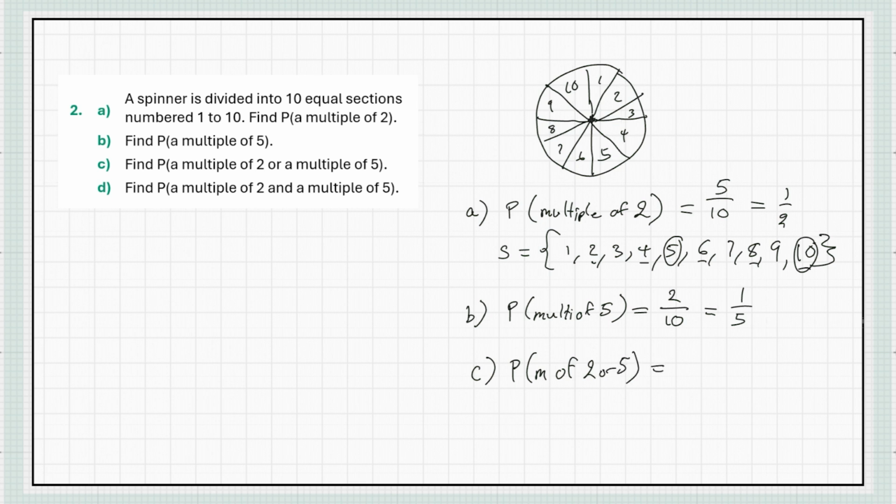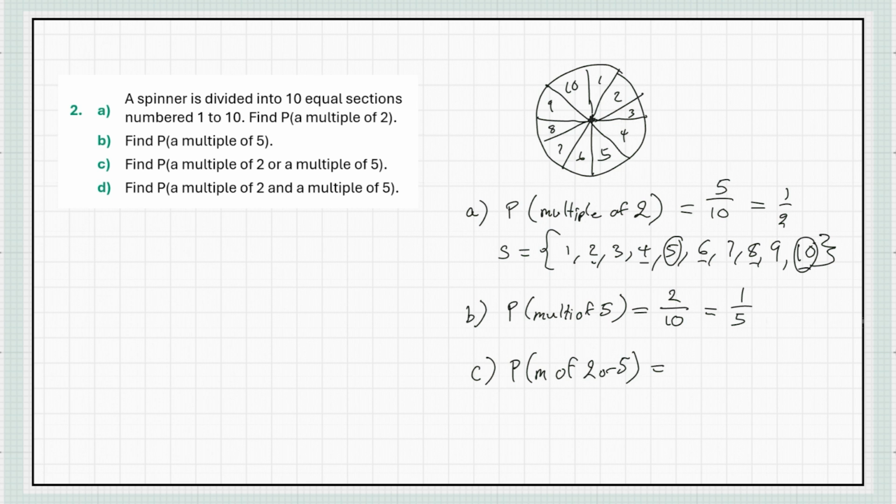Okay, so let's look at what this means. It means that we will take either scenario, whether it is a multiple of 2 or whether it is a multiple of 5. That means we'll take 2, 4, 6, 8 and 10, or we'll take 5 and 10. Now, because 10 occurs in both sets, we can't use it twice.